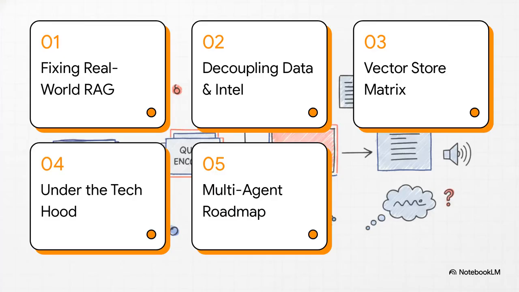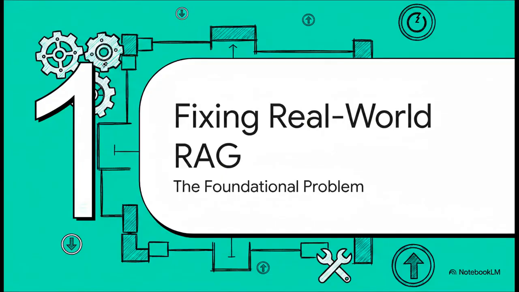We'll be covering fixing real-world RAG, decoupling data and intelligence, navigating the vector store matrix, taking a look under the technical hood, and finally, mapping out the multi-agent roadmap. All right, Section 1, Fixing Real-World RAG, the foundational problem.